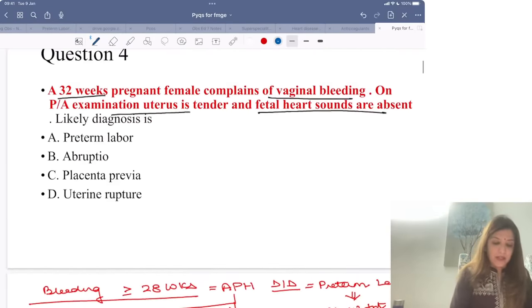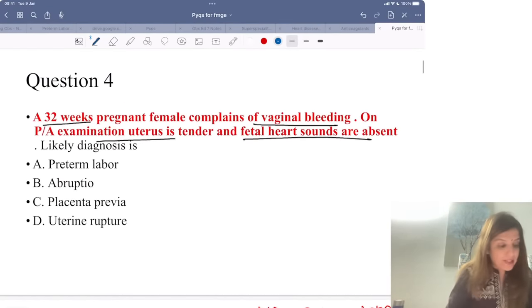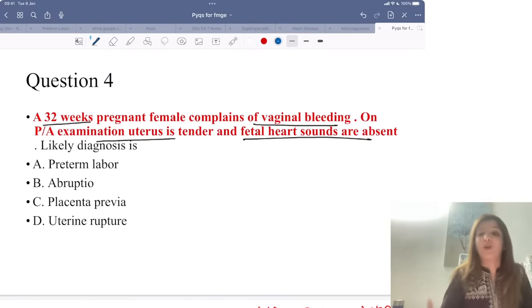Now, next question. Someone is asking, if there is uterine rupture, then what will happen? If uterine rupture happens, fetal death will occur. And you will do a laparotomy, take out the dead fetus, and stitch the uterus. Right? Or you will do a hysterectomy if the uterus is not in a repairable condition.